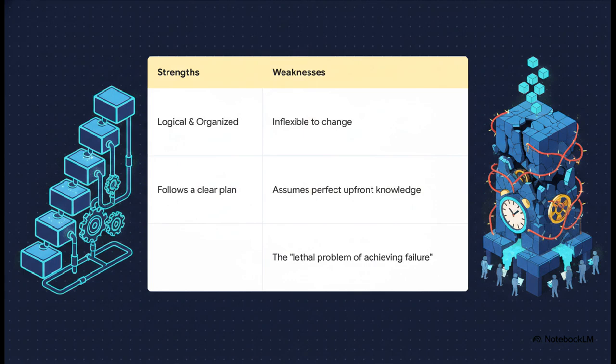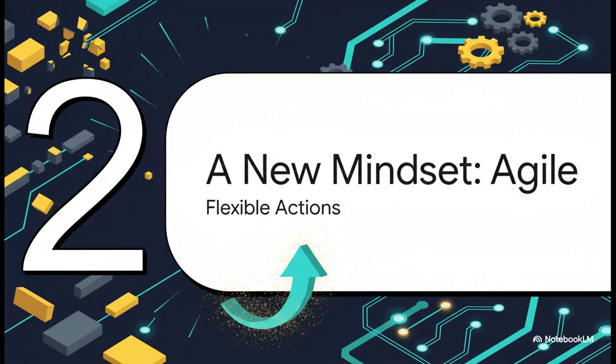Okay, but here's the fatal flaw. While Waterfall was organized, it created what's been called the lethal problem of achieving failure. Let that sink in. This is a situation where a team can follow a plan perfectly, stay on budget, hit every deadline, and deliver a beautiful piece of software that absolutely nobody wants or needs anymore because the world simply changed while they were busy building it. So, as you can imagine, after building the wrong thing perfectly over and over again, something had to give.